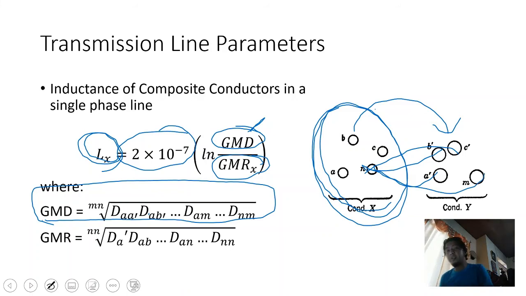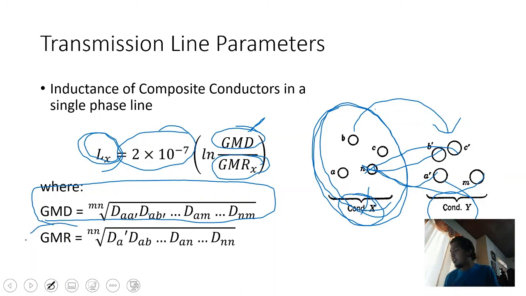So that's your GMD. For the GMR, it's basically the geometric mean radius. GMD is the geometric mean distance. So it's not the average distance, but it's the geometric mean of the distances between two conductors. Okay? So we consider this as two conductors, this X and Y, because, well, magkaiba yung current na dadaan sa kanila. Same in magnitude but opposite in direction.